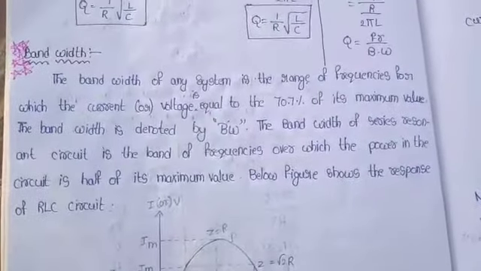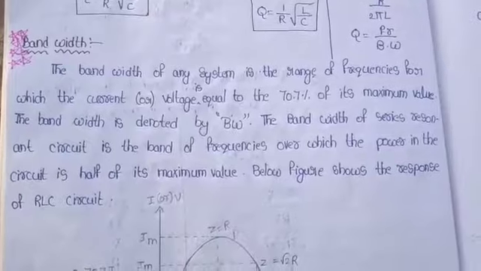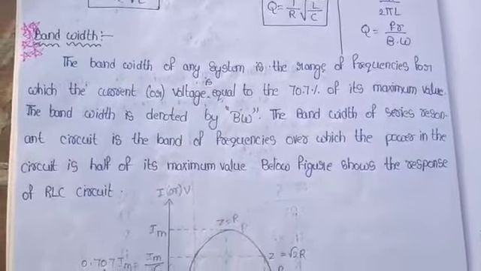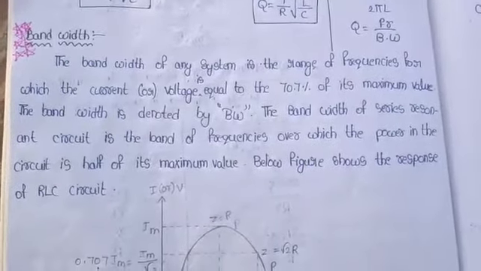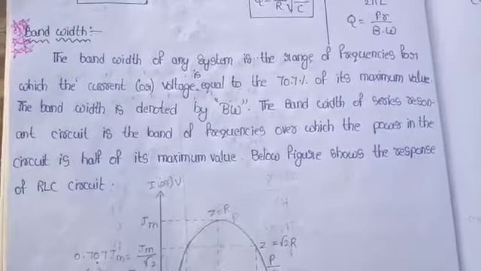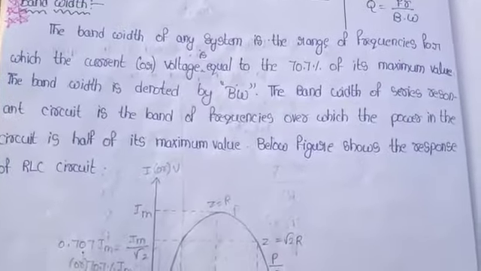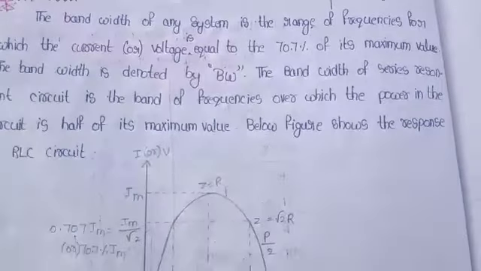So another important topic, bandwidth. The series resonant frequency topic, quality factor topic, and bandwidth topic are the most important topics in fourth unit. So bandwidth is nothing but the frequency difference between the lower and upper cutoff frequency, that is f2 minus f1.